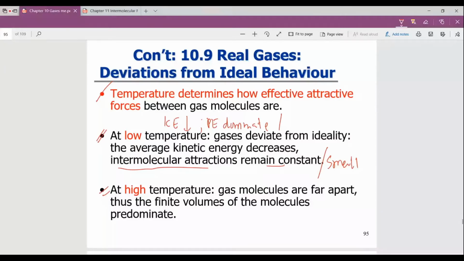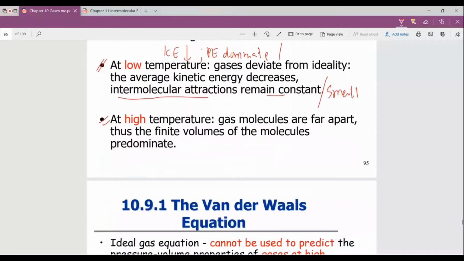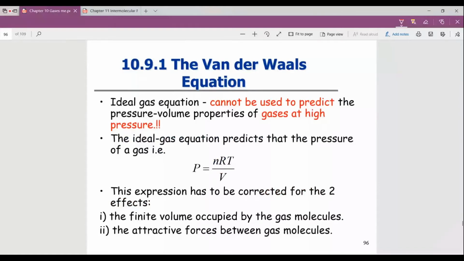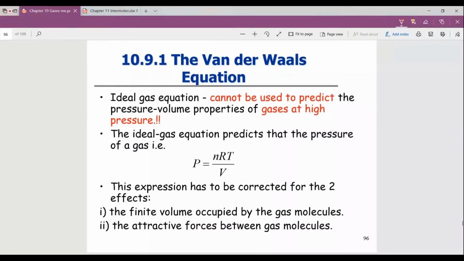Okay, then we go to the next slide, which is the van der Waals equation. The van der Waals equation is P equals nRT over (V minus nb) minus n squared a over V squared. How do we get this? Because we subtract the correction factor, which is n squared a over V squared. So how do we get the van der Waals equation from the ideal gas equation?